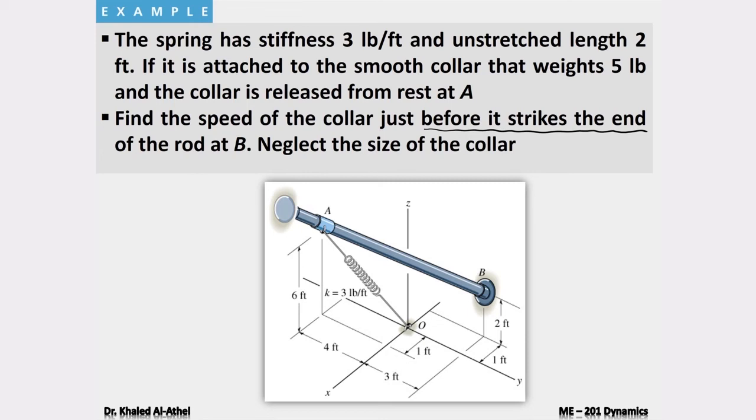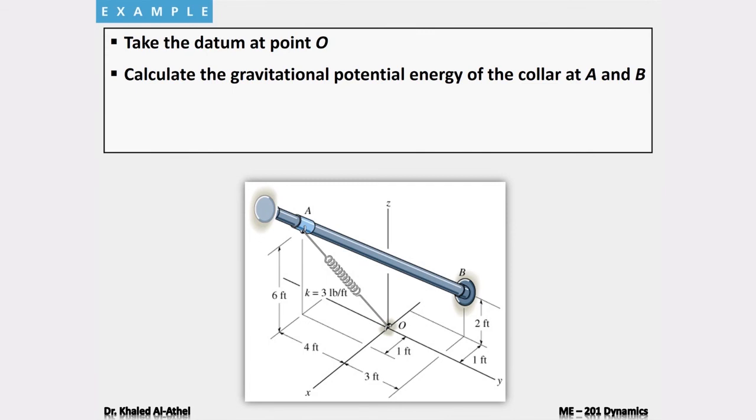So let's start first by identifying the datum. In this case, as you can see, all dimensions are given. So I'm going to take the datum at point O, which is the origin here. Now I want to calculate the gravitational potential energy of the collar at position A and B. I recommend that you always compute everything separately, and at the end, apply the principle of conservation of energy. So I'm going to start with point A.